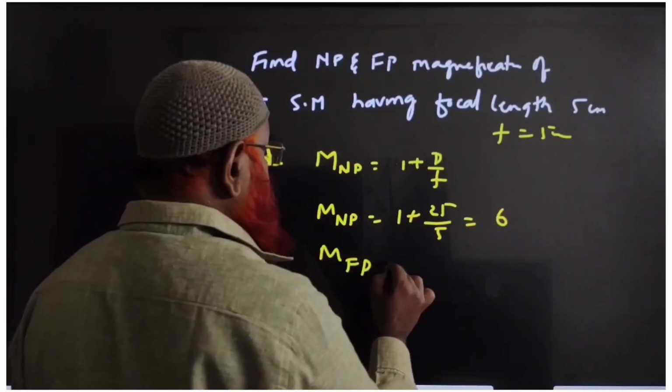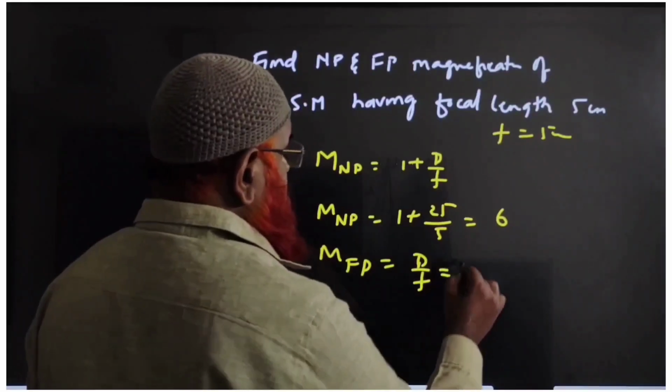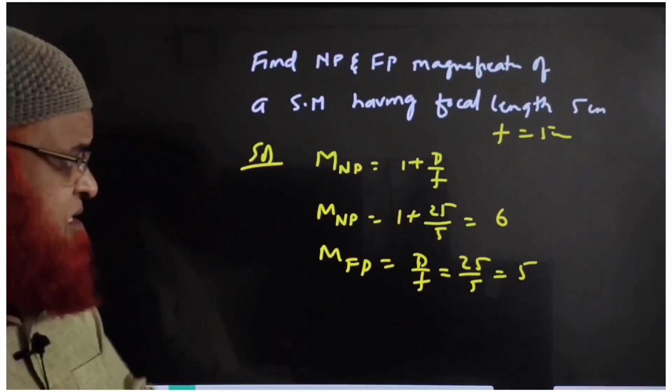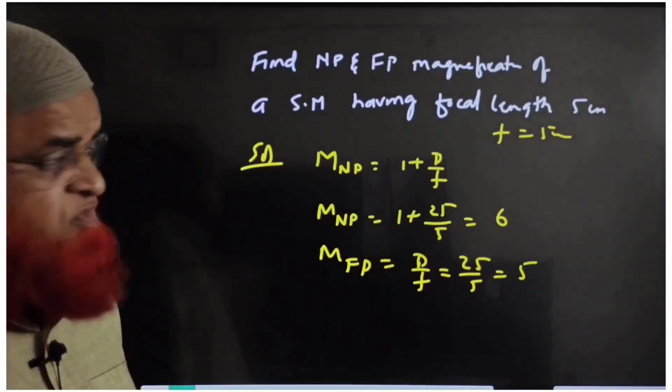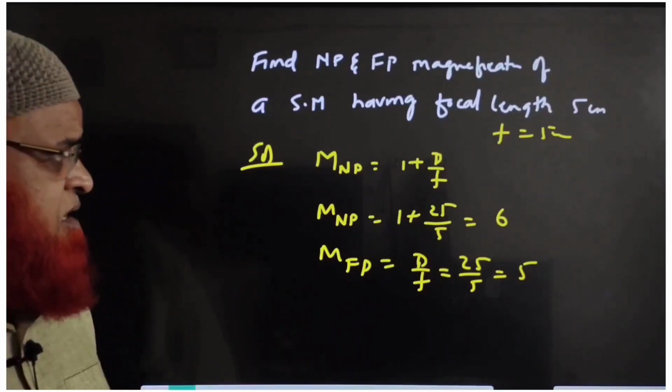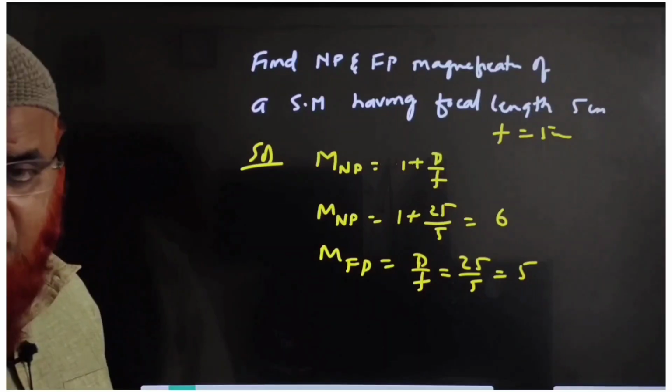Then what is the far point magnification? It is just D by f, which is nothing but 25 by 5, which is 5 here. Is it okay? This is the near point and far point magnification for a simple microscope. The diagrams are different and the values are also different. The formulas are different here. Is it clear?